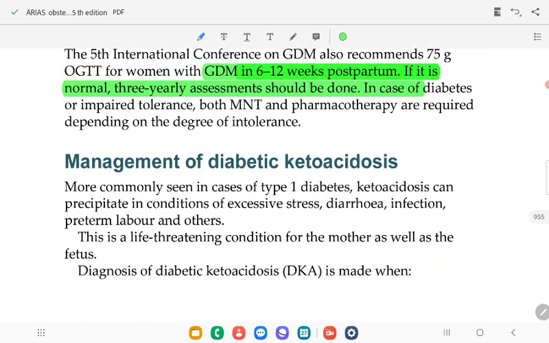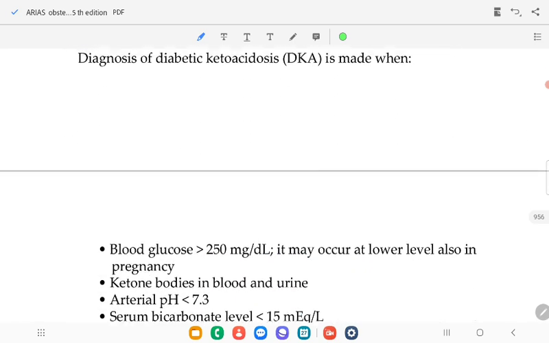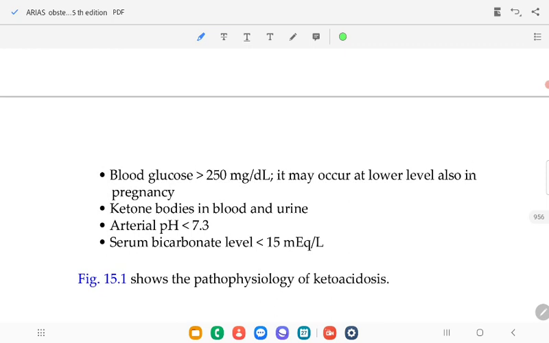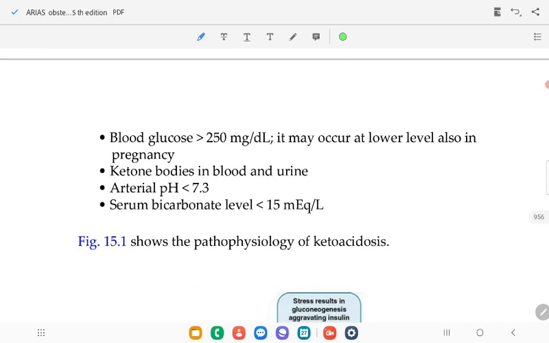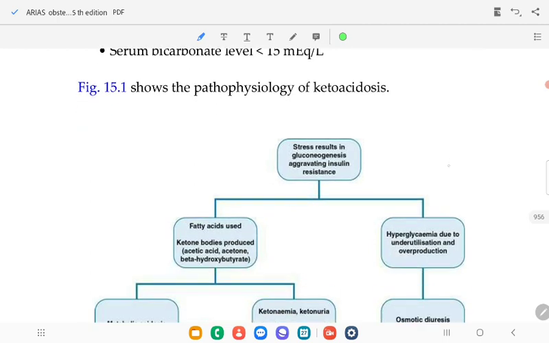Pregnancy makes the management of diabetic ketoacidosis more complex, especially in type 1 diabetes. Precipitating conditions include excess stress, diarrhea, infection, preterm labor, and others. It is a life-threatening condition for the mother. The diagnosis of ketoacidosis is made when the blood glucose level is more than 250 mg per deciliter, though it may occur at lower levels also in pregnancy. Ketone bodies are also present in blood and urine. Arterial pH is less than 7.3 and the serum bicarbonate level is less than 15 milliequivalents per liter.